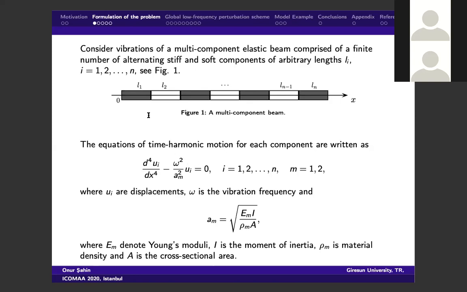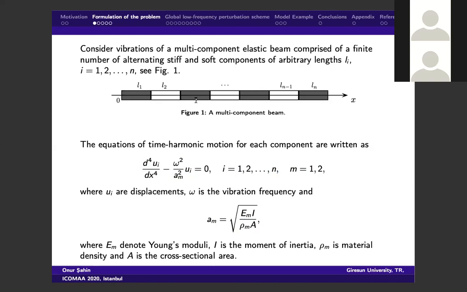As can be seen from figure 1, the first and the last components of the beam are assumed to be stiff. And the equation of time harmonic motion for each component is given by this fourth order differential equation. Here, Ui are displacements, omega is the vibration frequency, and Am is given by this relation. Here, in this relation, I is the moment of inertia, and A is the cross-sectional area of the beam.